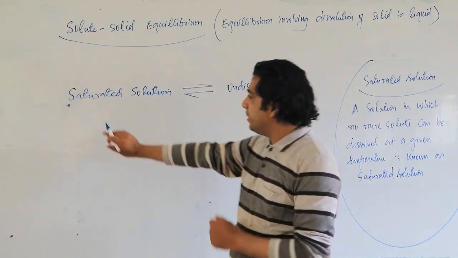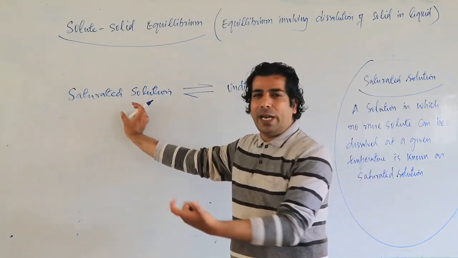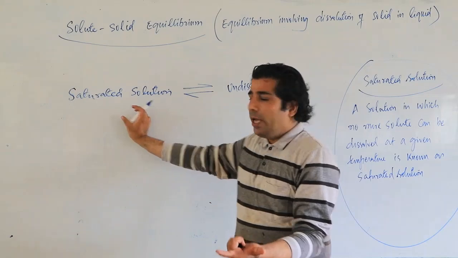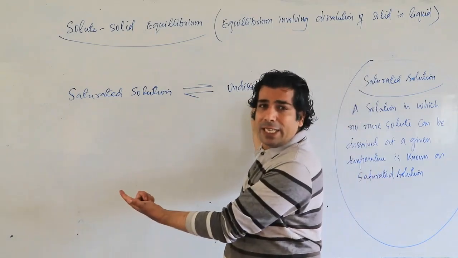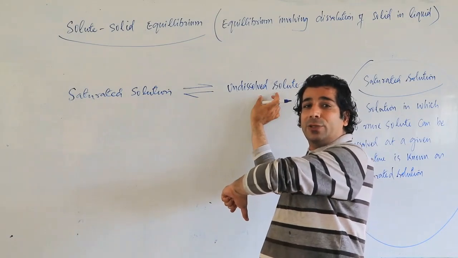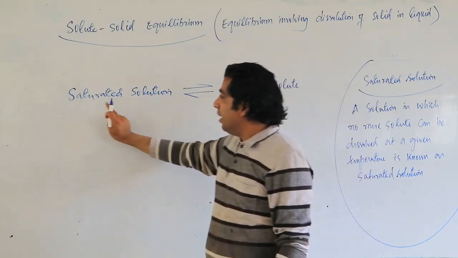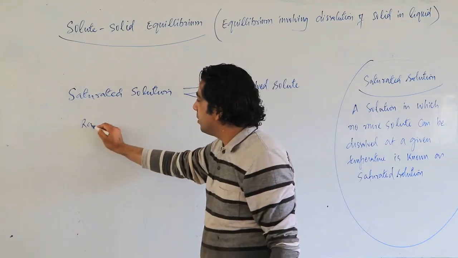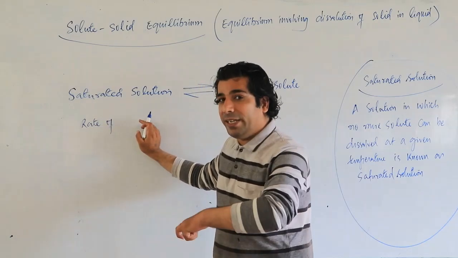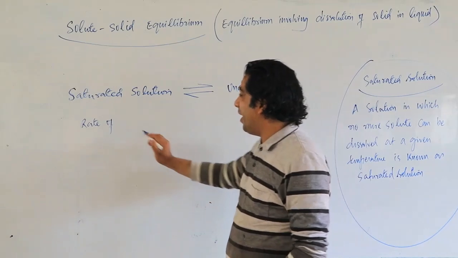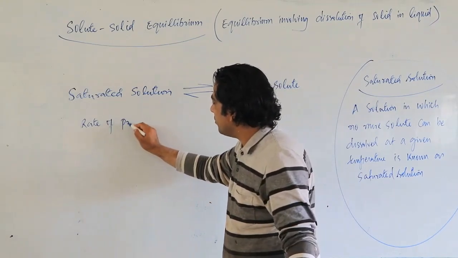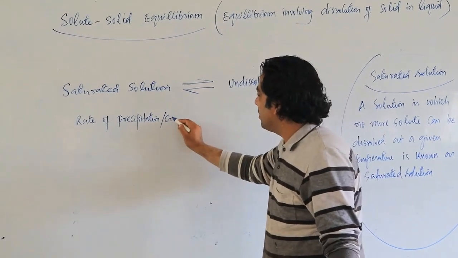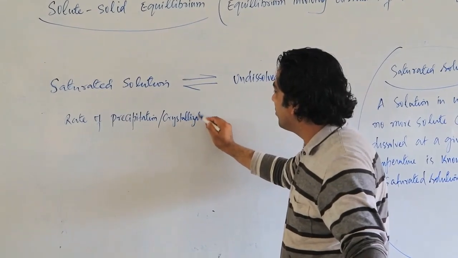So now what happens? From this classroom, who is coming out? Students are coming out. What are students? They are solute only. And what is going inside into the classroom? The other students who are outside. So they are also just like solute. So from this classroom, the students have to come out, and that is called the rate of leaving. That rate of leaving is basically called the rate of precipitation, or also the rate of crystallization.